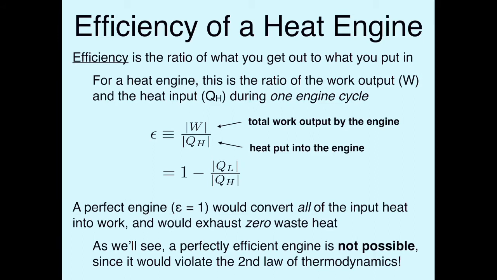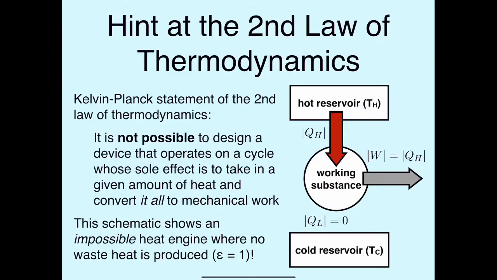That's something we're going to build up to over the next couple weeks. Even though we're not quite ready to state the second law of thermodynamics in general, we have a little hint of it in this discussion of heat engines. So I'm going to tell you about something called the Kelvin-Planck statement of the second law of thermodynamics. It was developed by two physicists named Kelvin and Planck, and it goes like this. It's not possible to design a device that operates on a cycle whose sole effect is to take in a given amount of heat and convert all of it to mechanical work. That would not be possible. And again, that's just another way of saying you can't have an efficiency equal to 1.